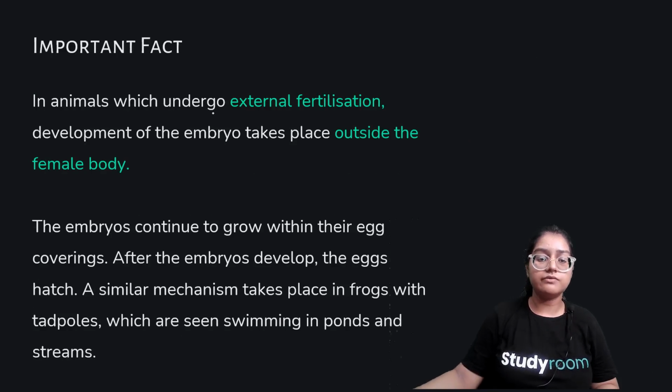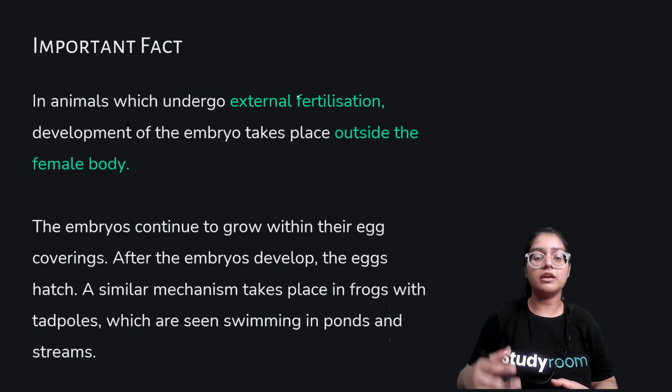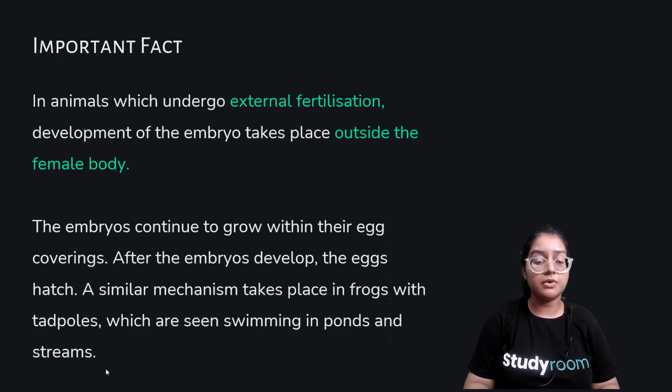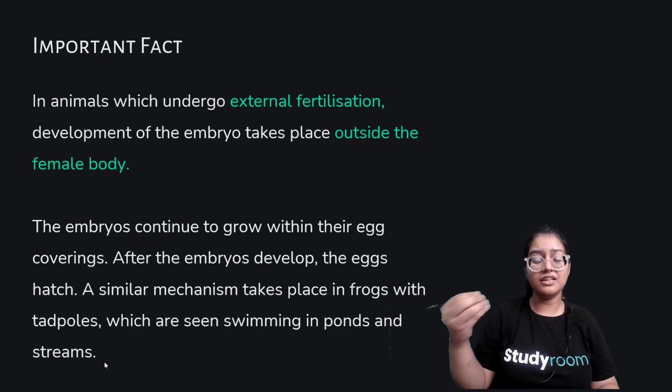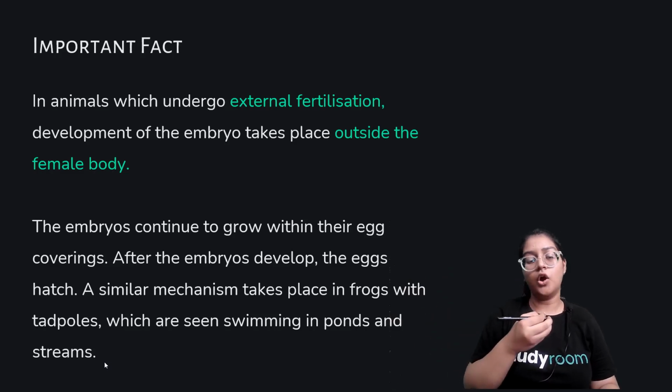Important fact: in animals which undergo external fertilization, development of the embryos takes place outside the body of the female. External fertilization means fusion of the sperm and egg happens outside the body, so the development will also happen outside. There is no chance of delivering the embryo or zygote into the organs, the womb, of the female.